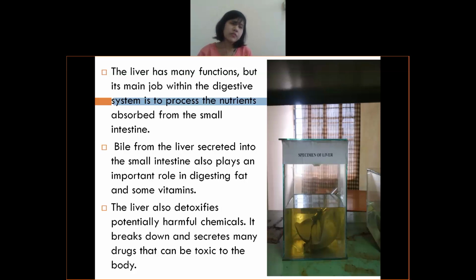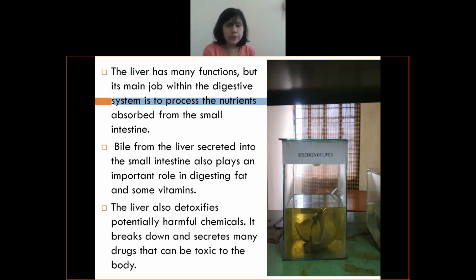And the third function of the liver is what? The third function of the liver is that it will detoxify. Detoxification means what? It means they will clean whatever is harmful for your body. Toxic means harmful, which is not good for your body, which is poisonous for your body.